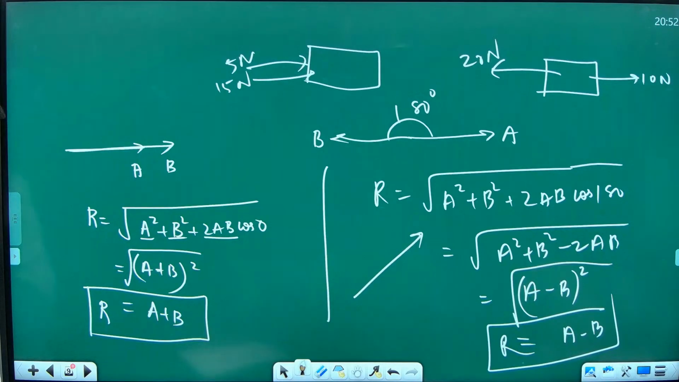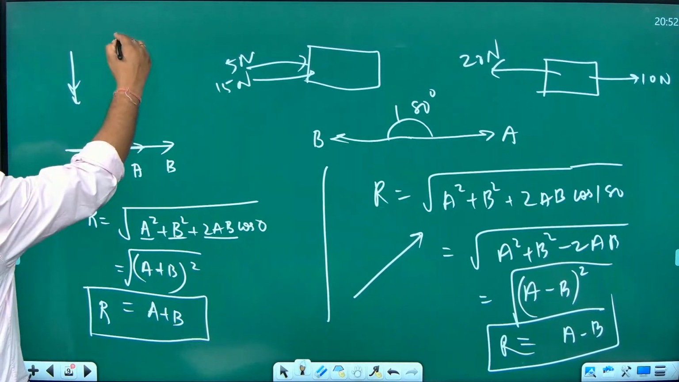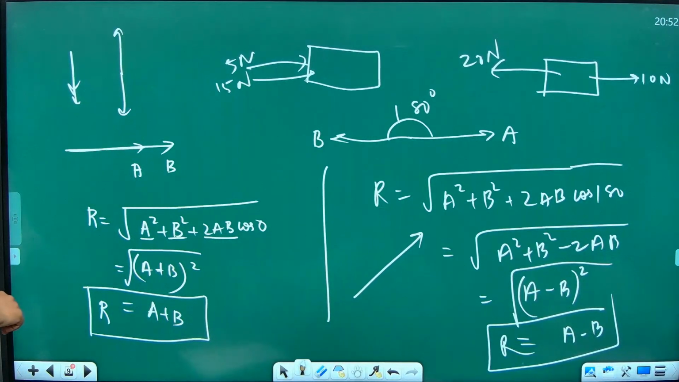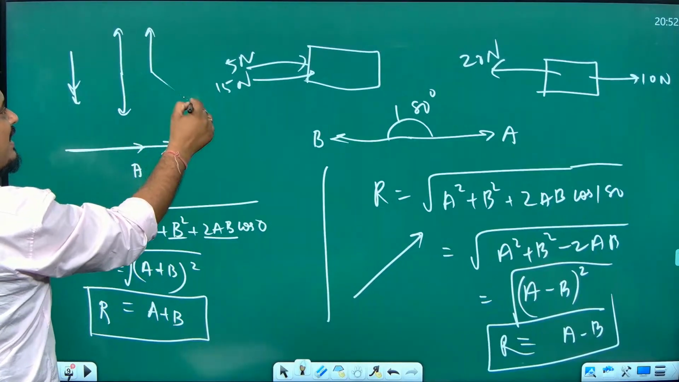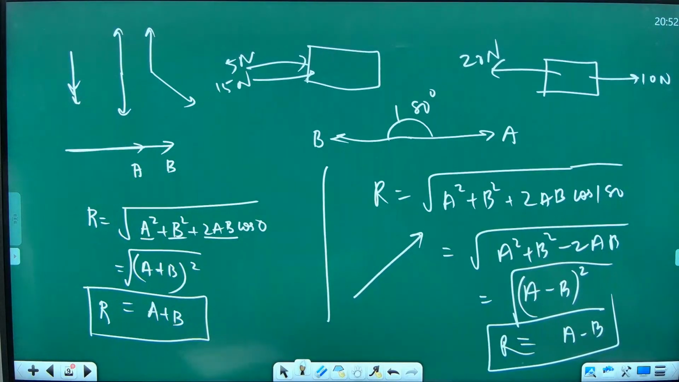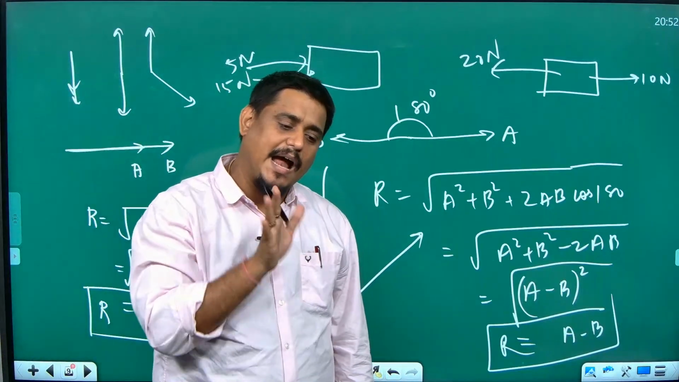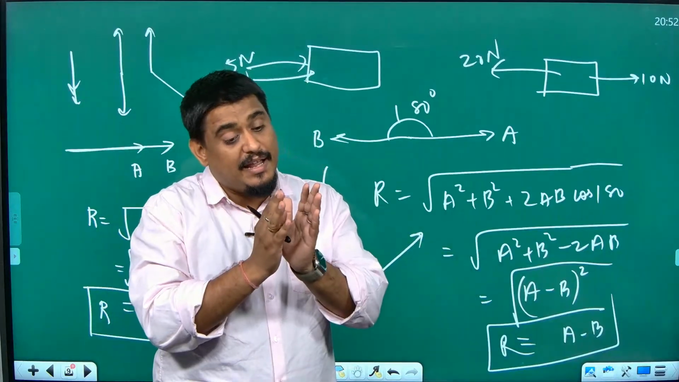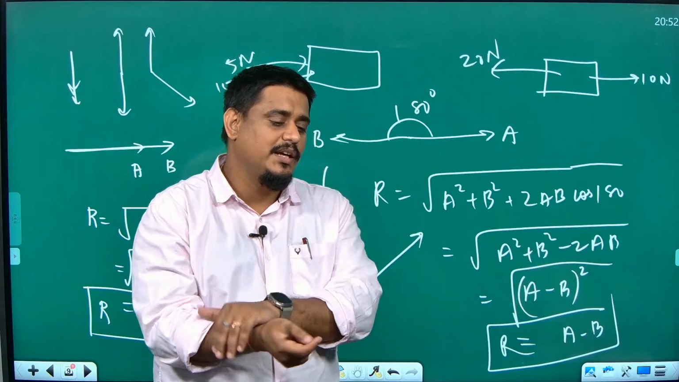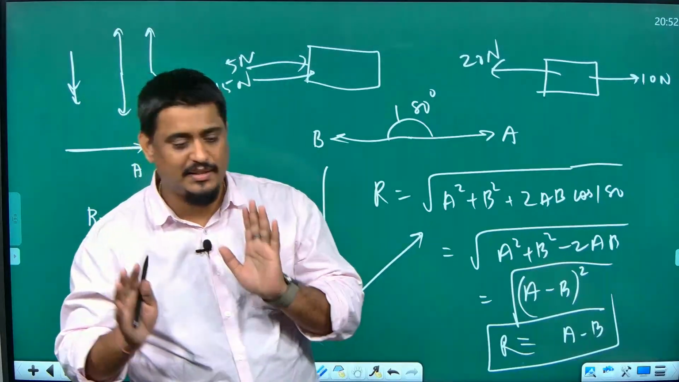Obviously, if they are in the same direction, we can add them. If they are in opposite direction, we can subtract them. But if they are having some angle, then we cannot do simple addition or subtraction. Whichever direction they may be: same direction, we can add them; opposite direction, we can subtract them. But if they are in any other direction, we have to use root over a square plus b square plus 2ab cos theta to get the resultant.